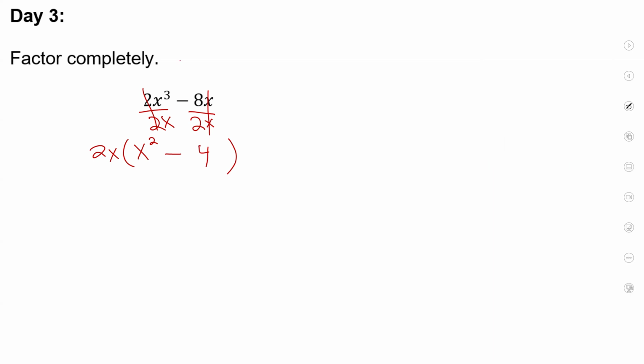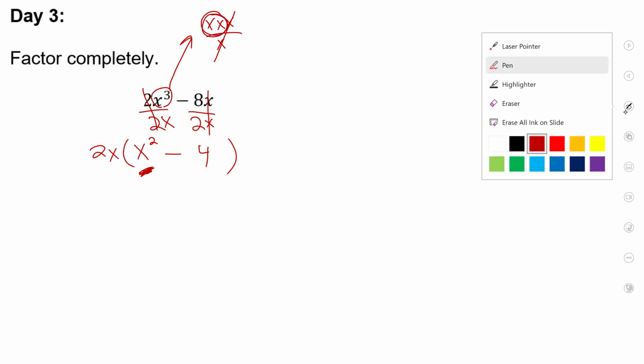Now, if you're curious as to why we ended up with an x squared, it's because in the numerator, I have 3 x's, and in the denominator, I have 1. These cancel, leaving me with 2 x's. That's x squared. Okay, we are not done.